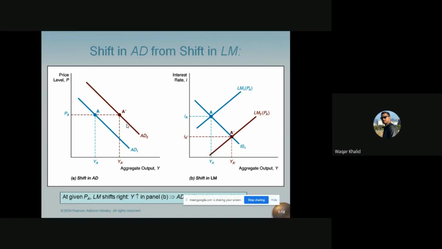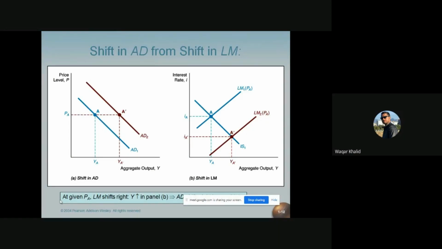Look at this figure. Panel B of the figure shows a shift in the LM curve from LM1 to LM2, and we are interested to know its influence on the aggregate demand position: if a change occurs in the position of the LM curve, how will this influence the aggregate demand curve position? Suppose we are initially at point AD1. This is the initial aggregate demand curve.